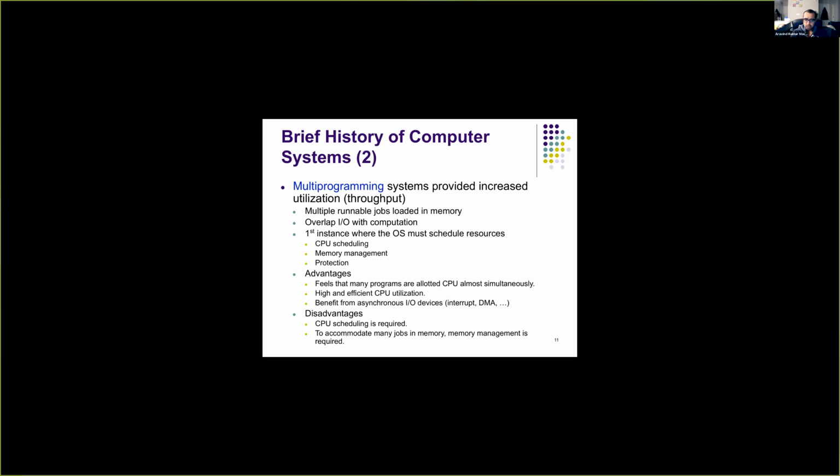The disadvantages of these systems are in CPU scheduling. The operating system needs to be smarter in order to schedule the CPU for different jobs, and it also needs to make sure that the jobs are not corrupted during scheduling. And also, in order to manage various jobs, it needs to manage memory, which is also a limited resource.